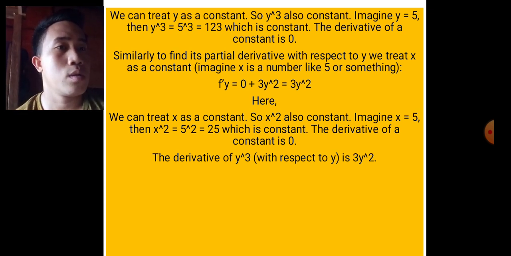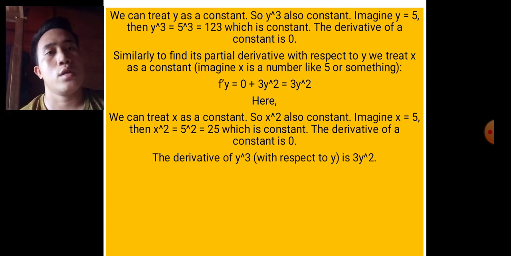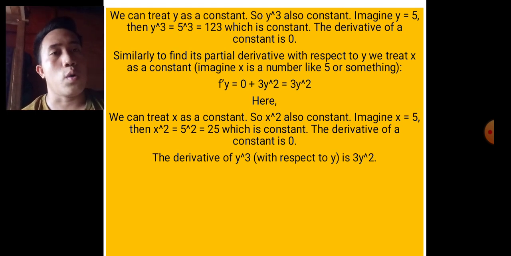Imagine x equals 5, then x squared equals 5 squared, which equals 25, which is a constant. The derivative of a constant is 0. So the derivative of y cubed with respect to y is 3y squared.